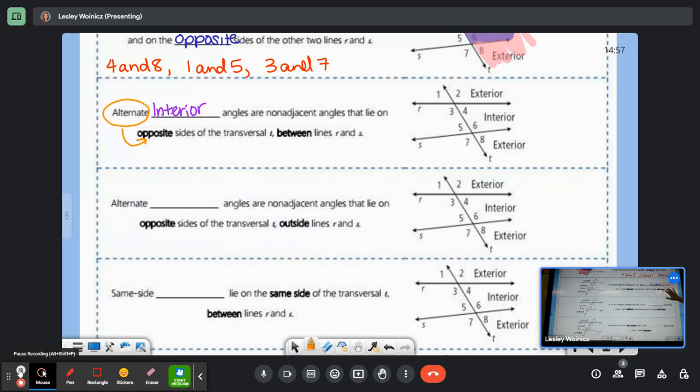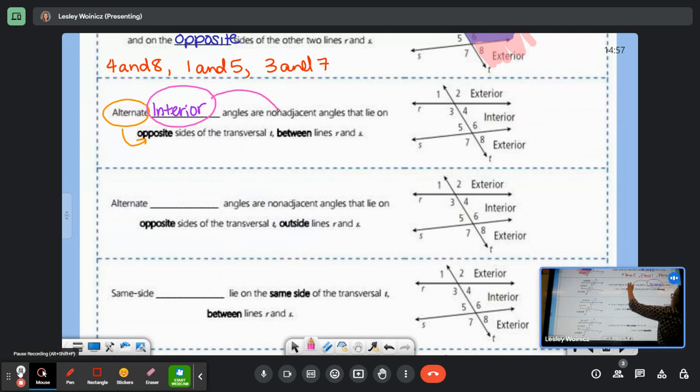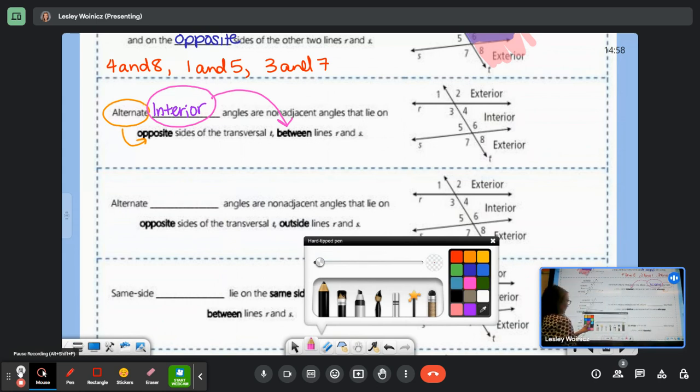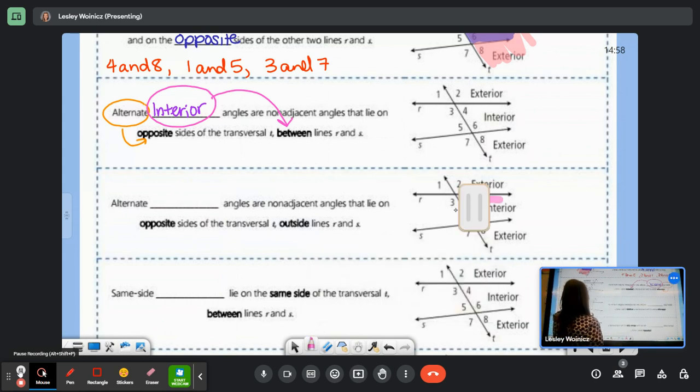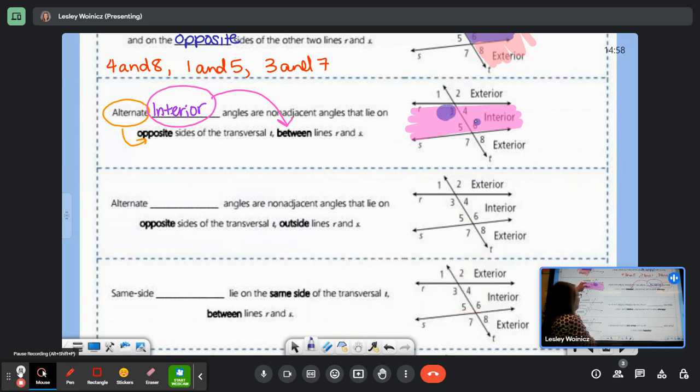If it says alternate, that means opposite sides of the transversal. So they're on opposite sides of the transversal, and if they're interior, that means that they're between lines R and S. So the interior part, whoops, wrong spot. Interior is in here. And then they have to be on alternate opposite sides of the transversal. So one of them would be 3 and the other one would be 6. See, they're inside the two lines that get crossed by the transversal. They're on alternate sides of the transversal.